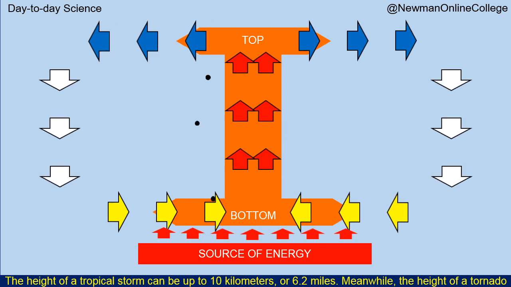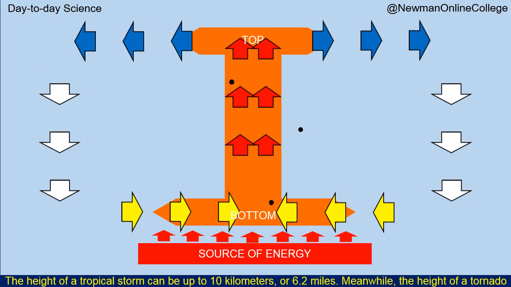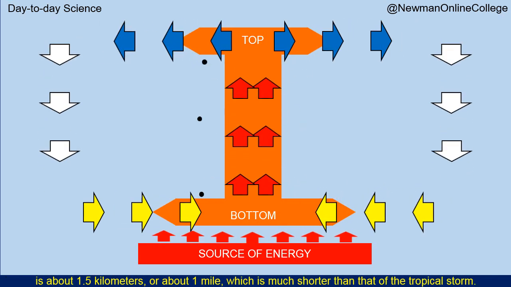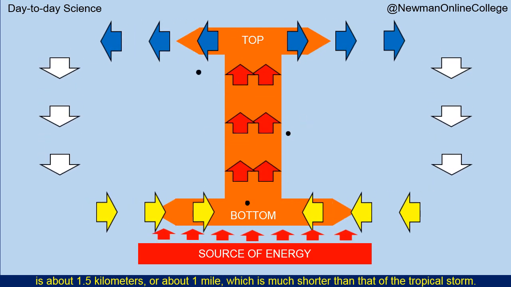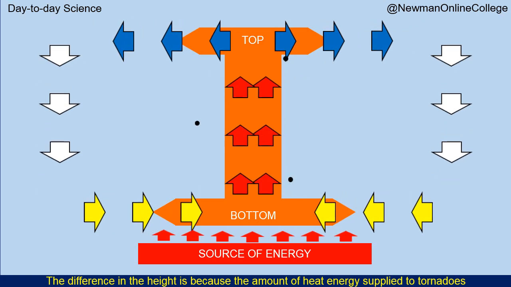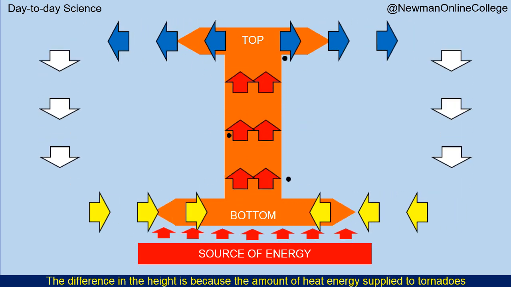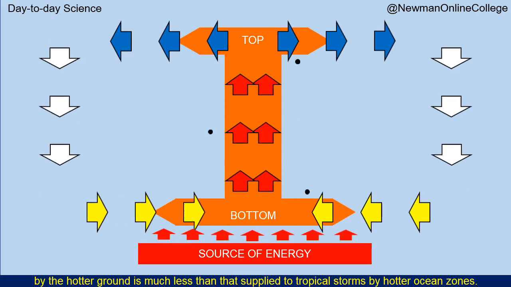The height of a tropical storm can be up to 10 kilometers, or 6.2 miles. Meanwhile, the height of a tornado is about 1.5 kilometers, or about 1 mile, which is much shorter than that of the tropical storm. The difference in the height is because the amount of heat energy supplied to tornadoes by the hotter ground is much less than that supplied to tropical storms by hotter ocean zones.